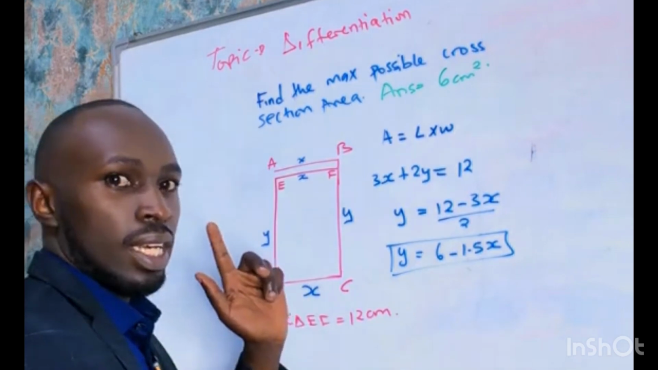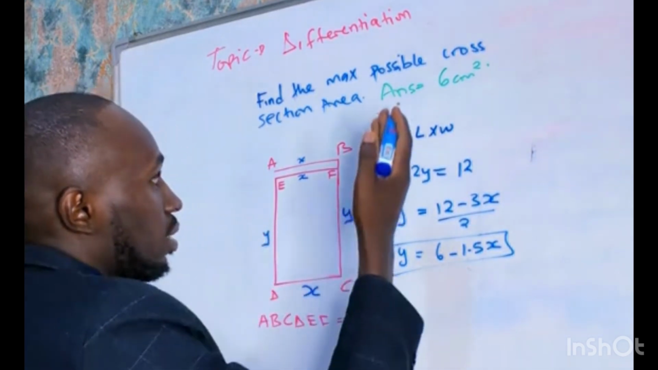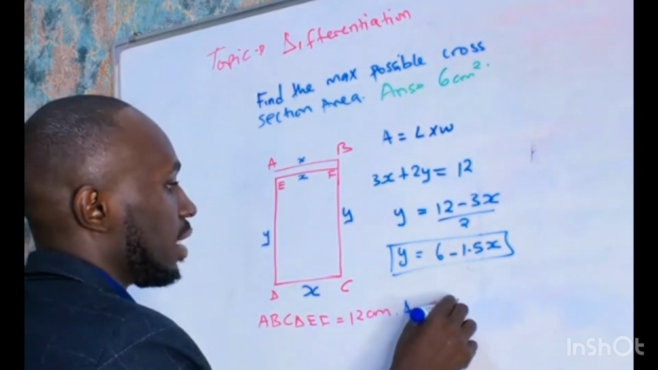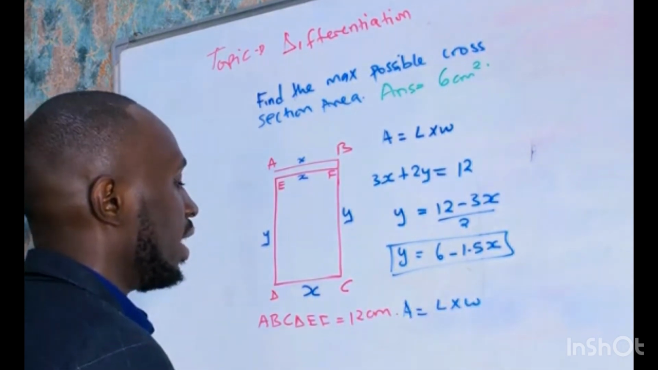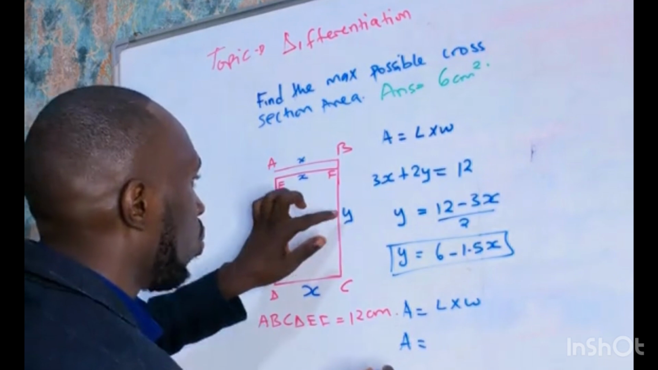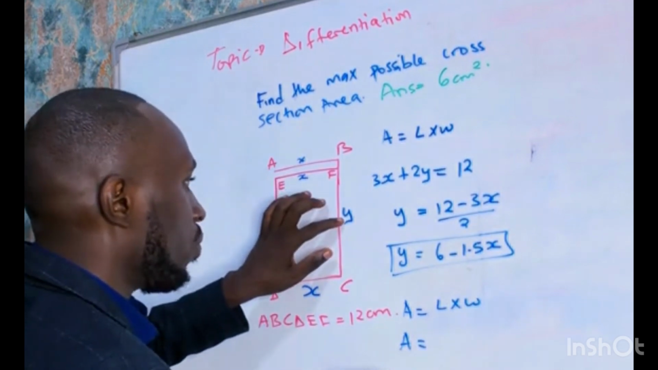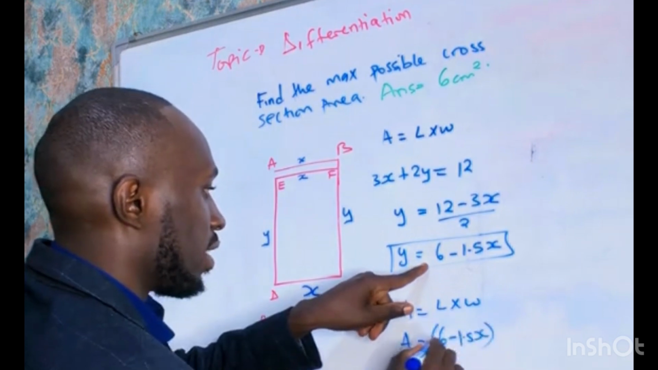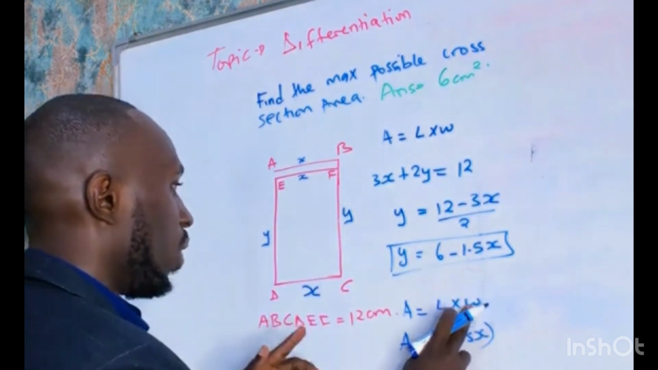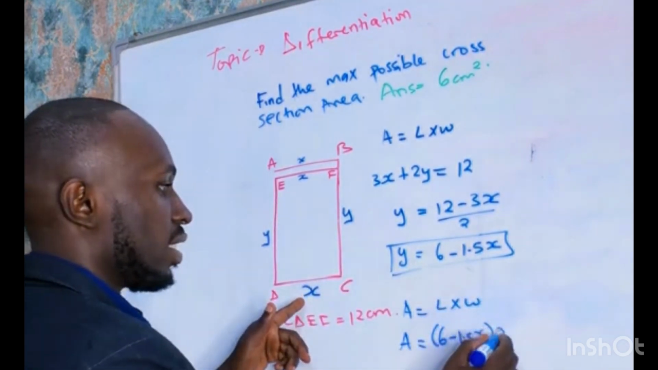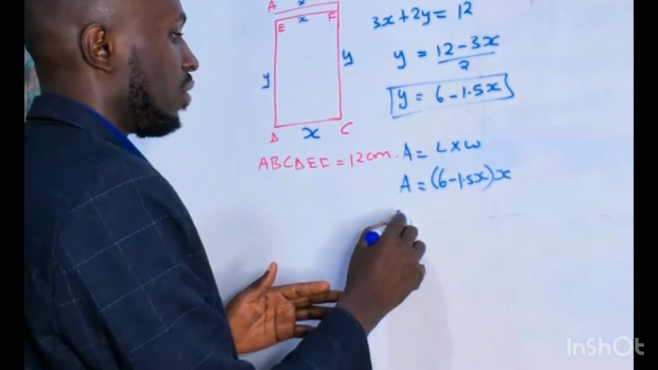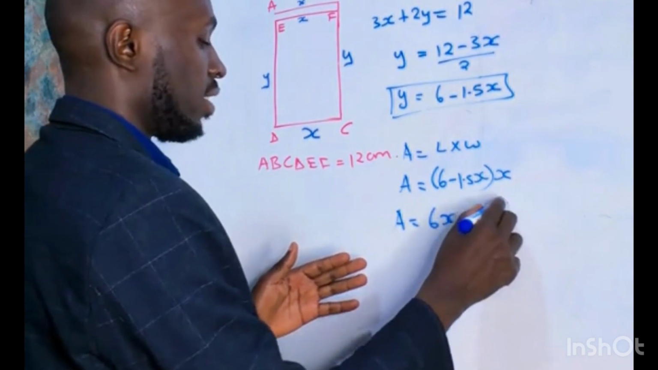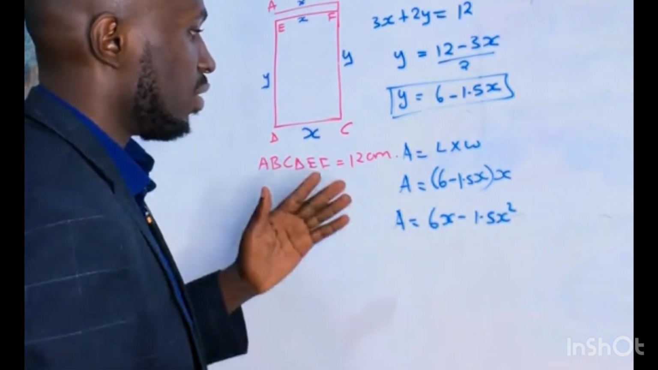Now, let's have our area formula. We said area is length times width. What is the length? The length is y. What is the equation for y? y is 6 minus 1.5x, times the width. What is the width? The width is x. So times x. The formula for area will now be 6x minus 1.5x squared. This is the formula for area.